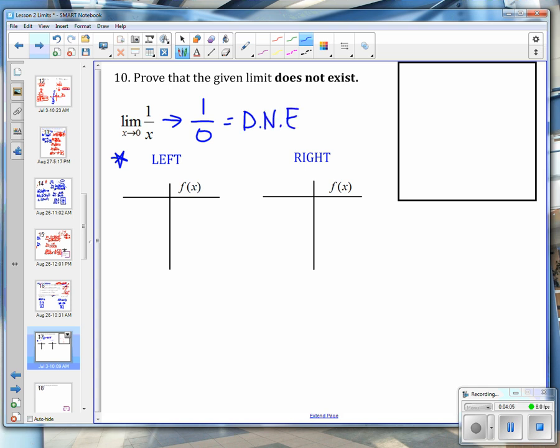So algebraically, that would be the only thing that we could do there, unfortunately, to prove it, which is not very adequate. So what we can also do is use our table, like what we've been talking about. So we're going to approach 0 from the left-hand side and 0 from the right-hand side.